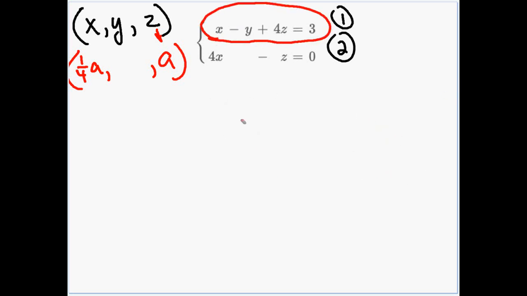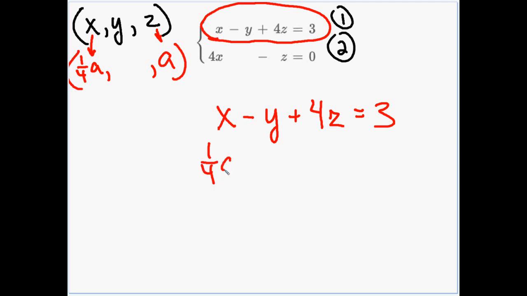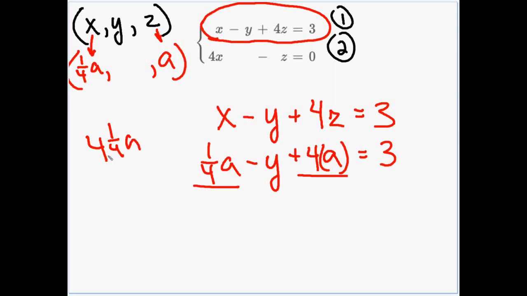I'm just going to copy it here. x minus y plus 4z is equal to 3. Well, we can replace x with 1/4 a, minus y, plus 4 times z. Well, z is equal to a, so that just becomes 4a, equal to 3. So let's combine our terms. We've got a 4a and a 1/4 a. That would be 4 and 1/4 a. I'm going to make that a mixed number, 17 over 4. So 17 over 4 a minus y equals 3.